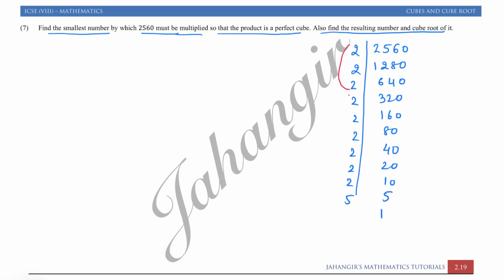So these three, these three, these three. So 2560 is equal to 2 cube into 2 cube into 2 cube into 5. So here, to make it a perfect cube, you have to multiply by 5 square. If I multiply 5 square to this number, I get a perfect cube number.